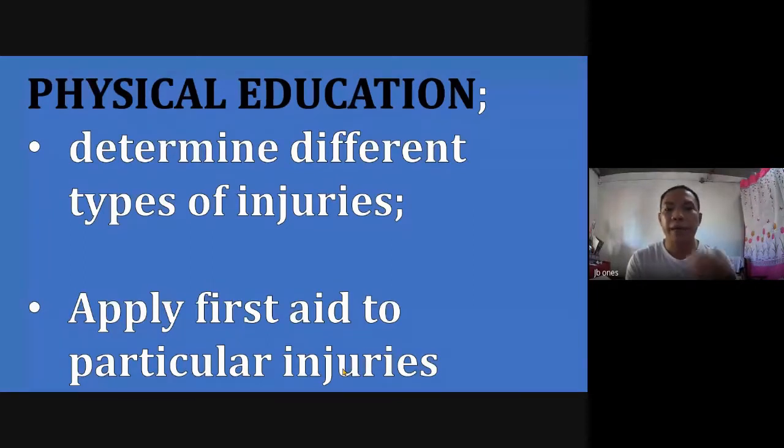So, why do we get physical injuries? If you're going to exercise or conduct physical activities, we cannot avoid accidents, and then we will have injuries. So that's why we need to learn how to identify what kind of injury happened, so that we know what first aid can be applied.